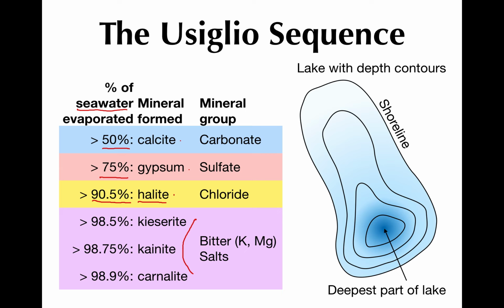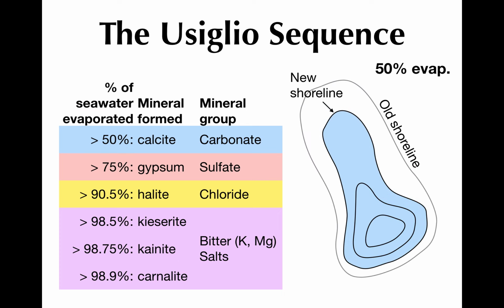So let's say that we have a lake as shown at right, and these are depth contours on the lake. So the deepest part of the lake is right in here. And let's say the shoreline of the lake is out here, so that it's a pretty big lake and it's all full with salt water. Let's say seawater. Now let's evaporate 50% of it.